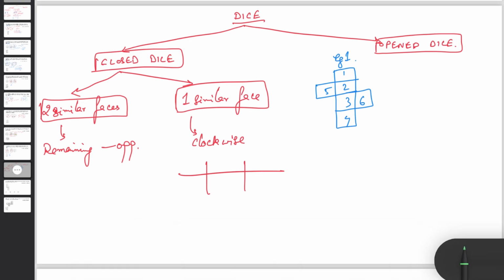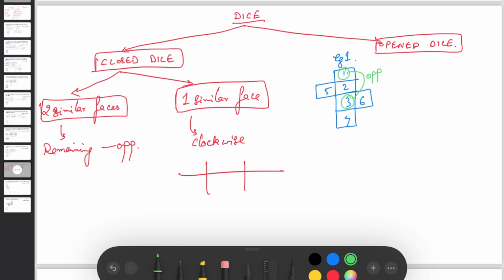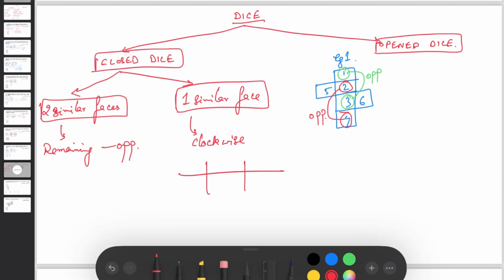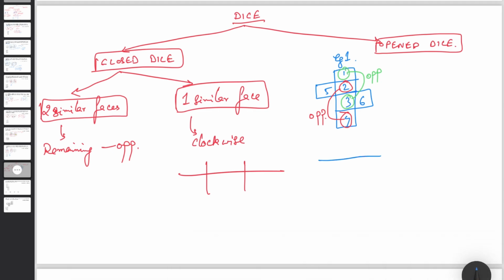Here, 1 and the 3 are opposite to each other because 2 is here in the middle, and 2 and the 4 are opposite to each other because 3 is in the middle, and the remaining 5 and the 6 are opposite to each other. So you can write like this: 1 and the 3 are opposite to each other, 2 and the 4 are opposite to each other, and the remaining 5 and the 6 are opposite to each other.